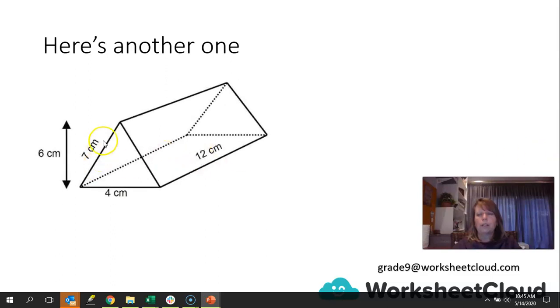Here we go. We are told the height is 6 centimeters here. That is the base, and that is the height of the whole triangular prism. Remember, this is the perpendicular height of this triangle.